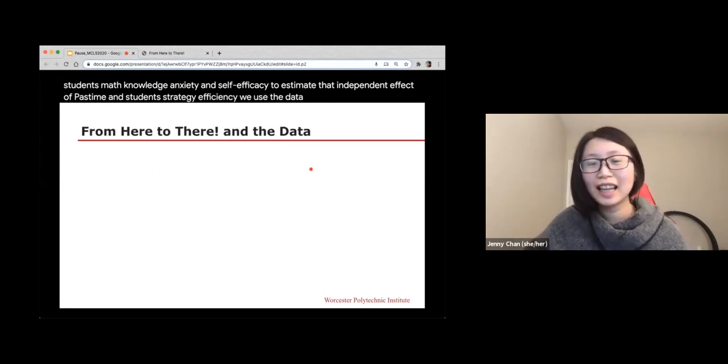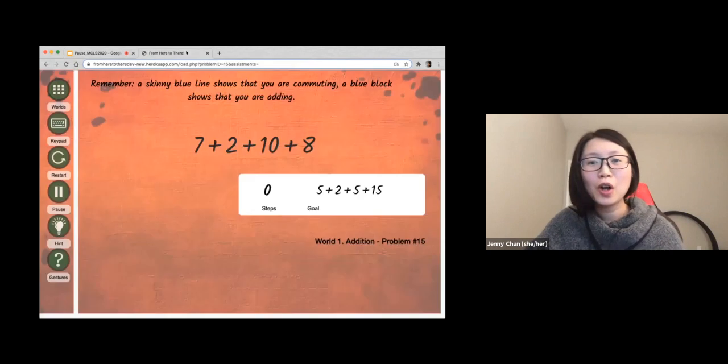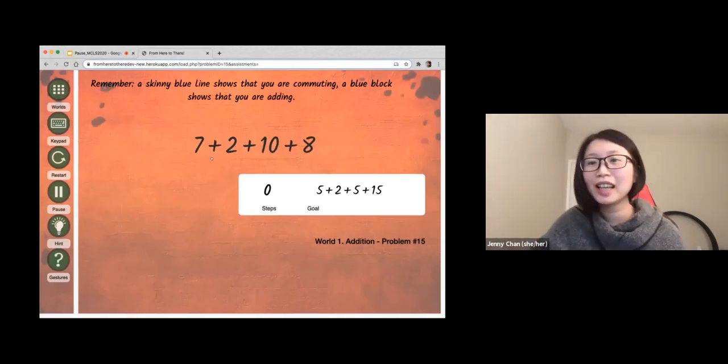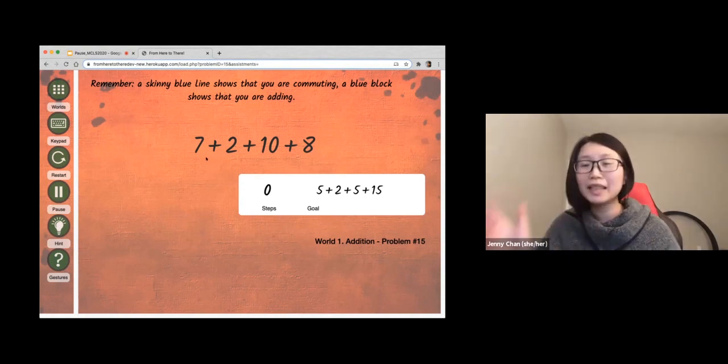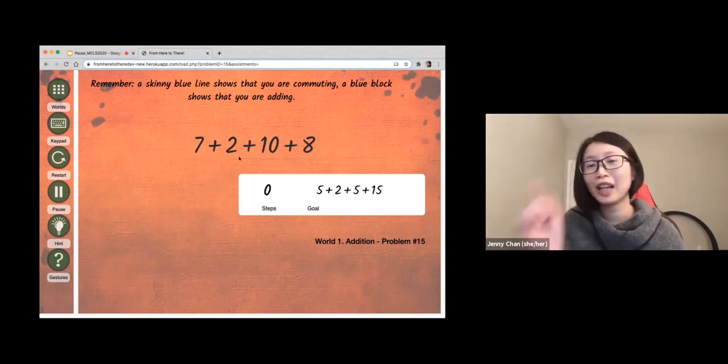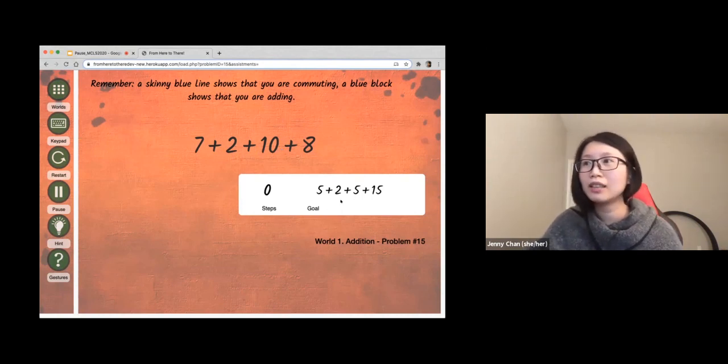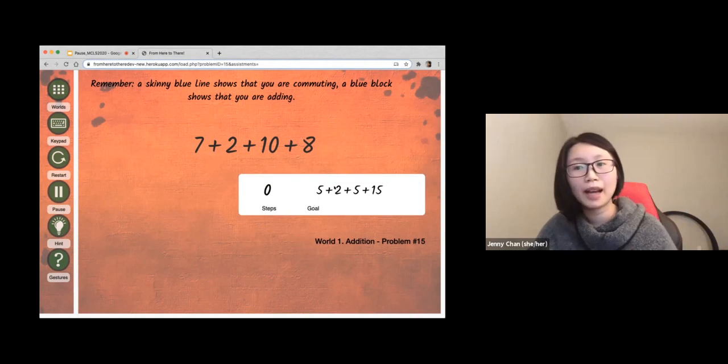We used the data collected within From Here to There. From Here to There is an online dynamic math learning tool where students can manipulate expressions using actions like clicking on the addition sign to add the numbers together or dragging the numbers together to combine them. In this game, students are presented with an active initial expression and a mathematically equivalent goal, and the objective is to transform the expression to match the goal.